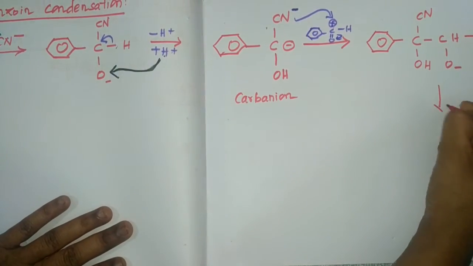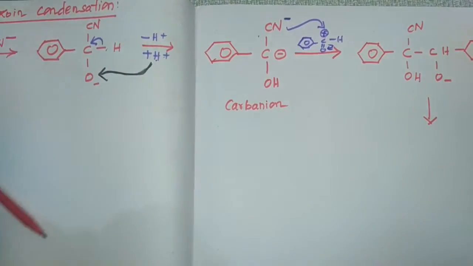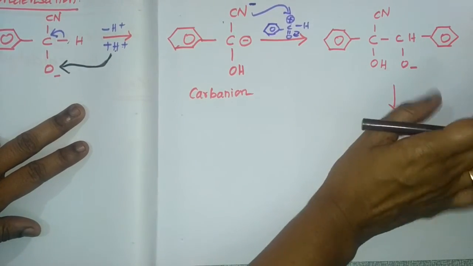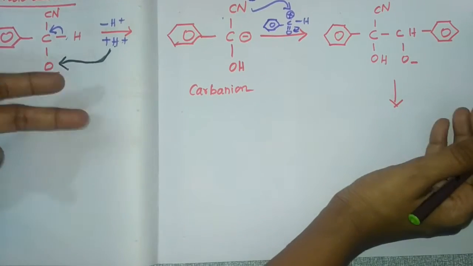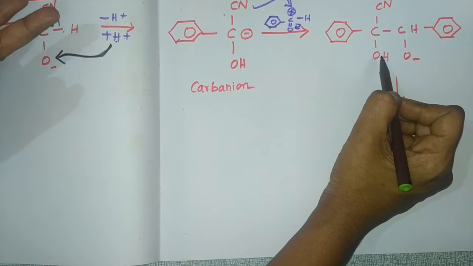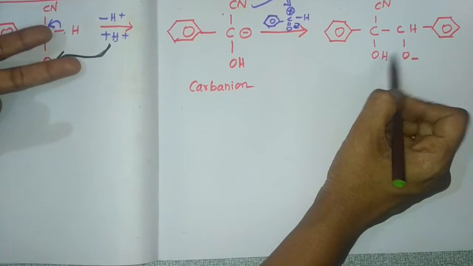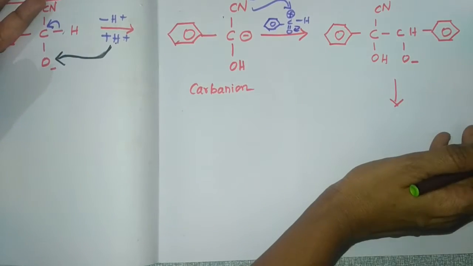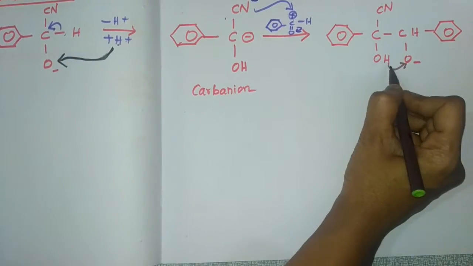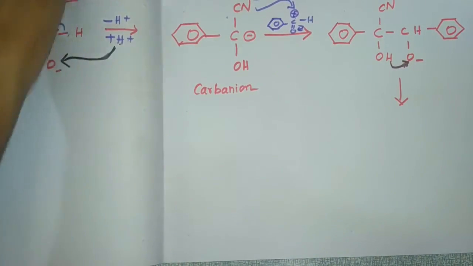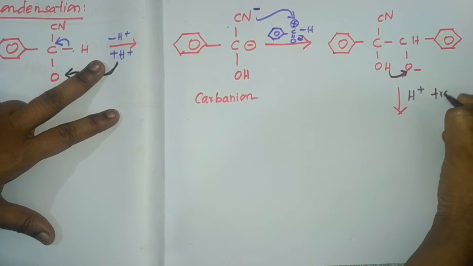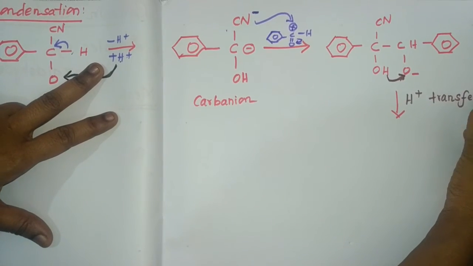And after this what happens? A transfer of H plus takes place. So the bond between these two will become weak, because oxygen will take the electrons towards itself, and the bond between oxygen and hydrogen will become weak. So H will get removed as H plus. So there will be a transfer of H plus from here to here. I'll write it as H plus transfer.